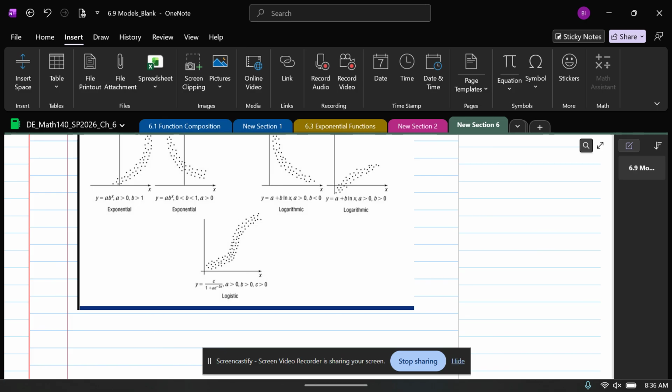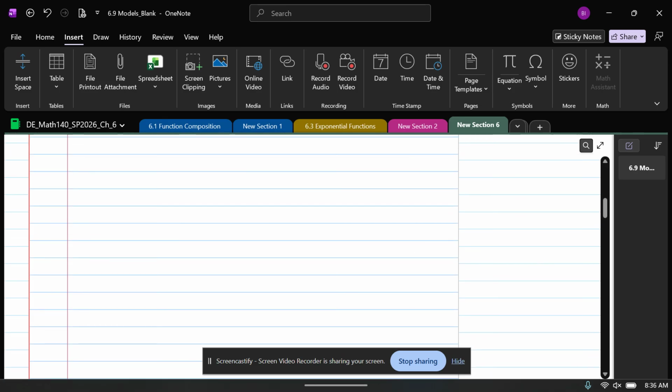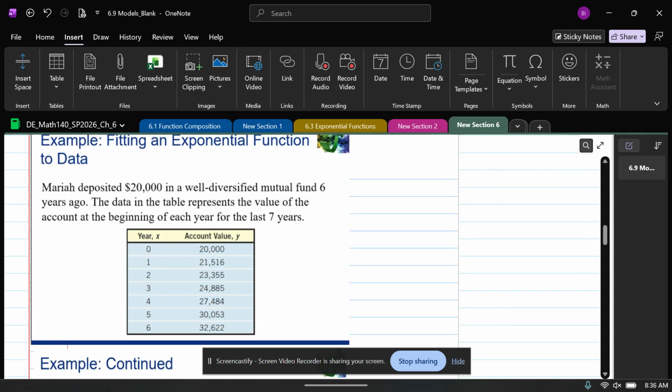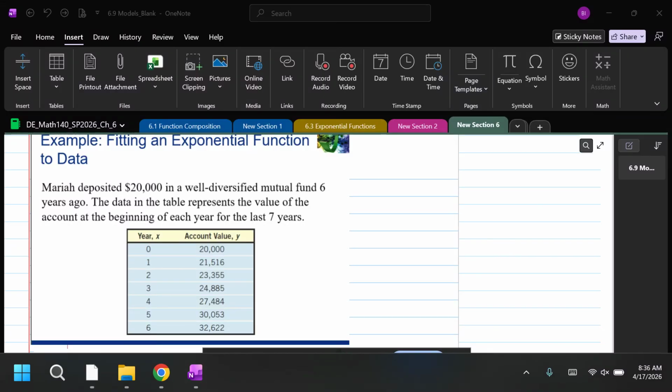So let's look at the first example with a set of data. It says Mariah deposited $20,000 in a well-diversified mutual fund 6 years ago. The data in the table represents the value of the account at the beginning of each of those years for the last 7 years. So we have data here. I'm going to go to my calculator and put that data into the lists. Okay, calculator time.